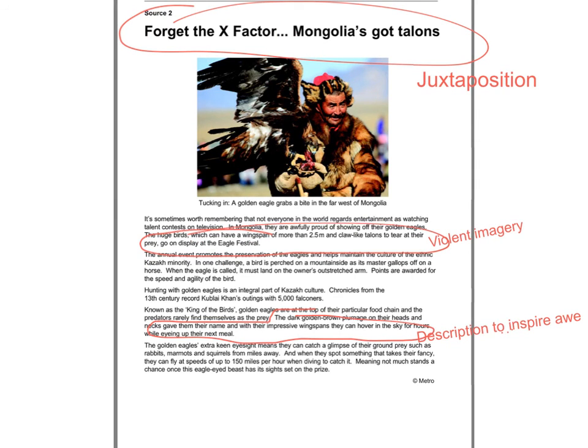And then in a similar way that the pyramids are described to inspire awe, in the fact that Ewan McGregor really respected those pyramids, you can talk about how the description of these eagles inspires respect. The fact that the dark golden brown plumage on their heads and necks gave them their name, with their impressive wingspans. They can hover in the sky for hours while eyeing up their next meal.